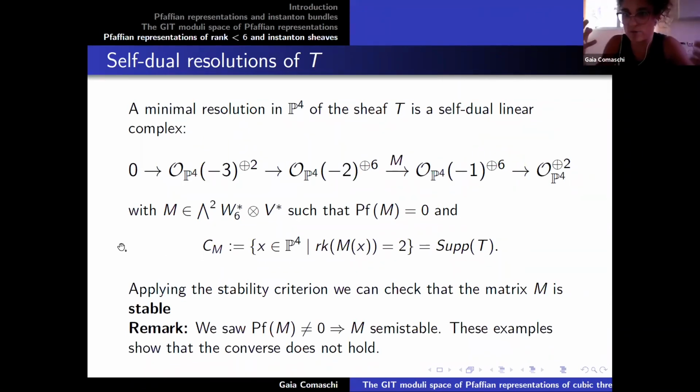And what is remarkable is that indeed these matrices are stable. So we have stable points that do not define cubics. We saw that we have an implication: a matrix of linear forms with non-zero Pfaffian is semi-stable. This example shows that the converse is not true. So we can have matrices with zero Pfaffian that are even stable.